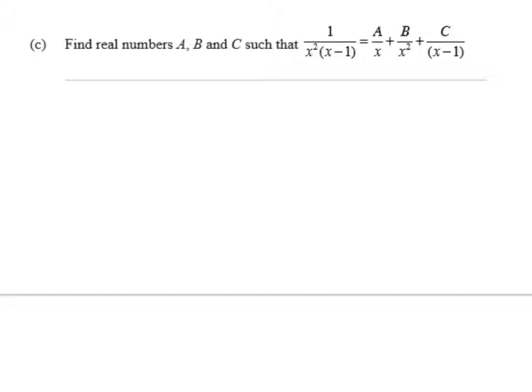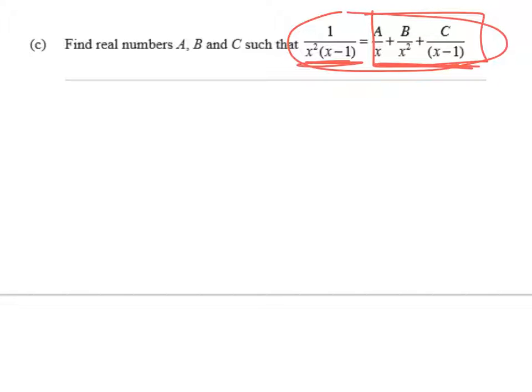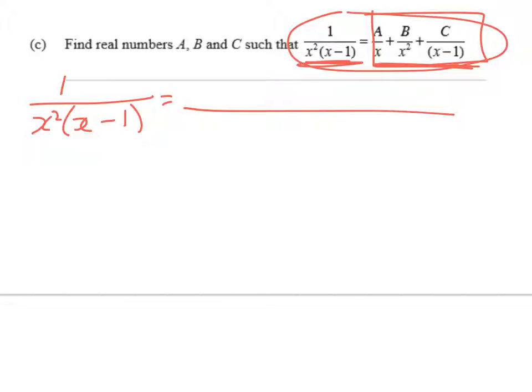Alright, we're asked to find real numbers a, b and c such that this expression is true. So on this side I've got a fraction, algebraic fraction with one term. Over here I've got 3 terms split out. So we're going to add these together and get a common denominator. So we have 1 over x squared times x minus 1. Common denominator is going to be x squared times x minus 1. So note that they match, which is going to help me a lot.